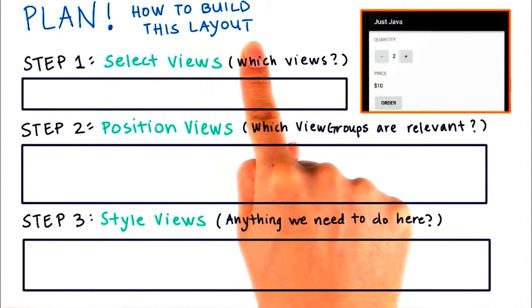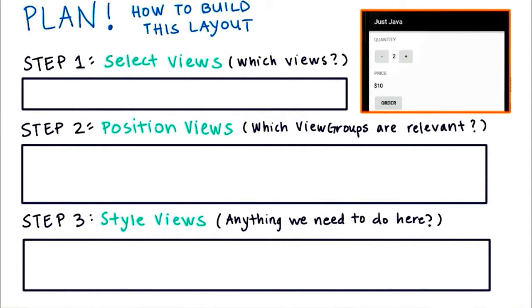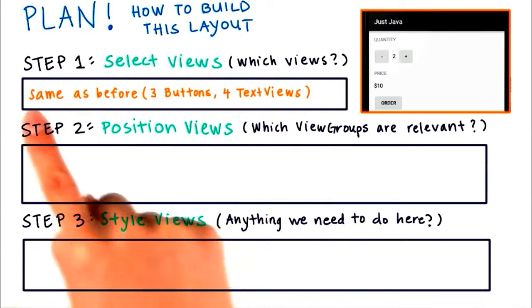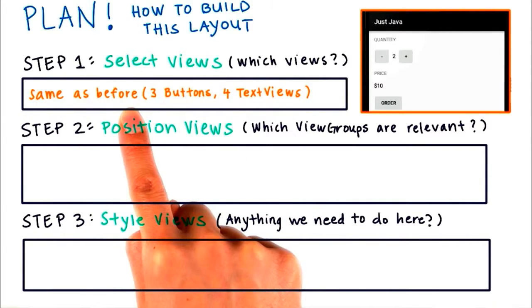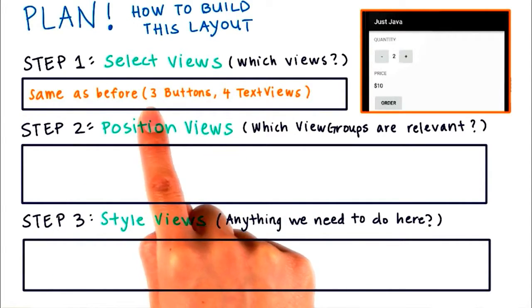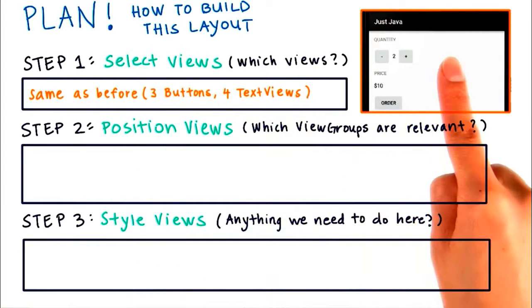When planning how to build this layout, we're going to start with the assumption that we're going off of what we currently have in our app. We're not building this from scratch. For step 1, selecting the views, we actually already have all the views that we need. There's no need to add or remove views. We should have 3 buttons and 4 text views in our layout.